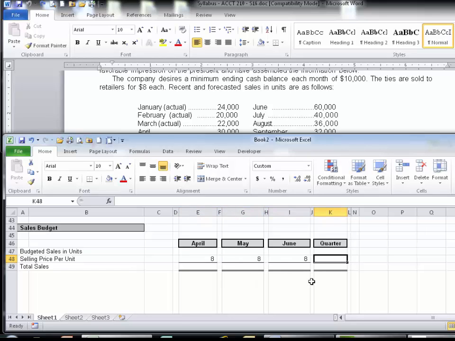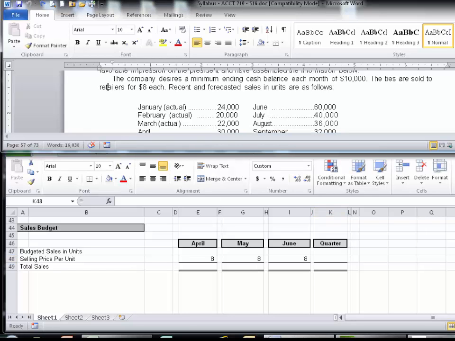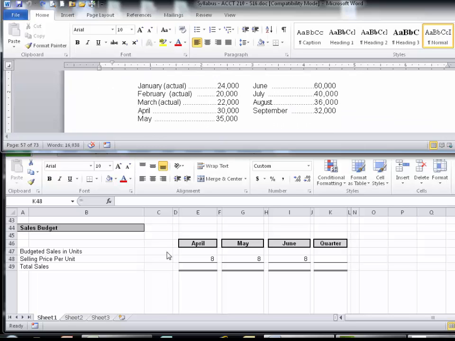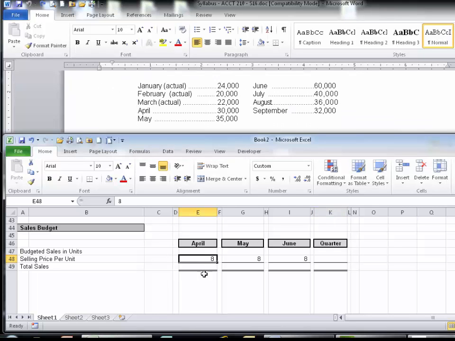Then we look at our forecasted sales, and we're trying to figure out what's going on over the next 3 months. So our forecasted sales for April are $30,000, May $35,000, and June $60,000. Oops, I'm missing a 0. Then we just multiply.